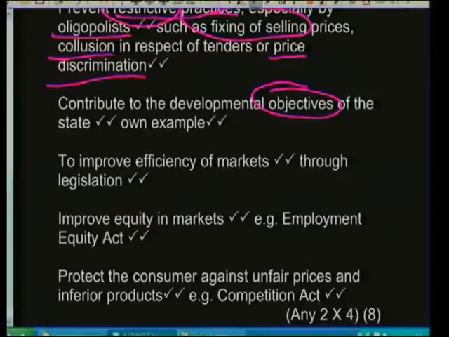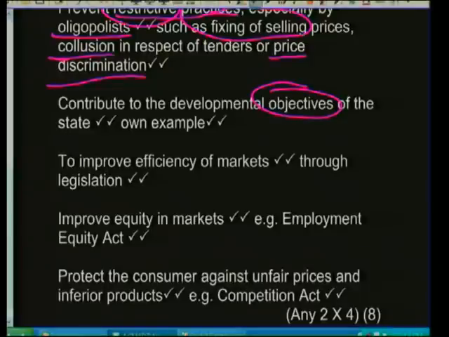To contribute to the developmental objectives of the state, you can indicate your own example. But the idea behind this is that the government wants to achieve certain objectives. For instance, they want full employment. They want the inflation rate to be more stable. They want to encourage exports. Those are just some of the objectives. So you can mention that as an example. So if they want to encourage exports, for instance, they might apply that through changes in the competition policy.